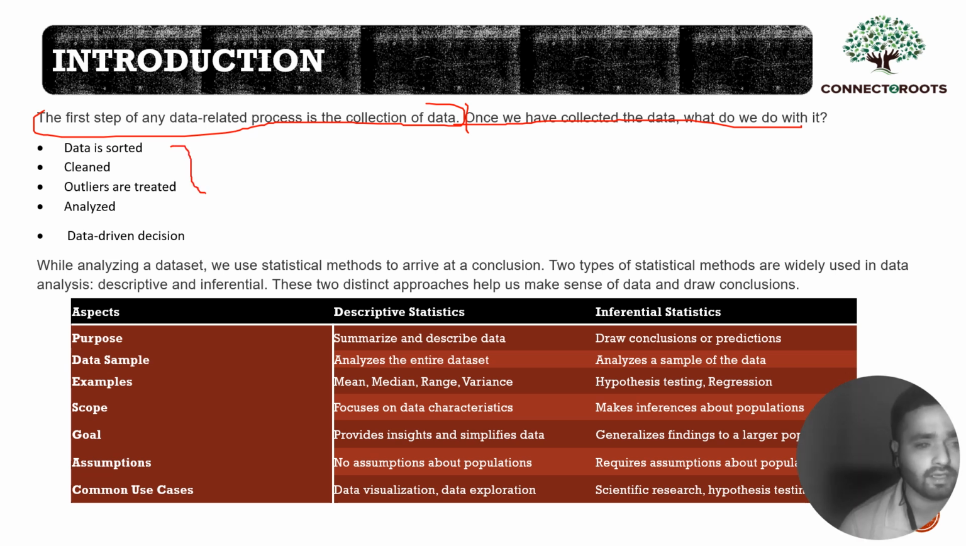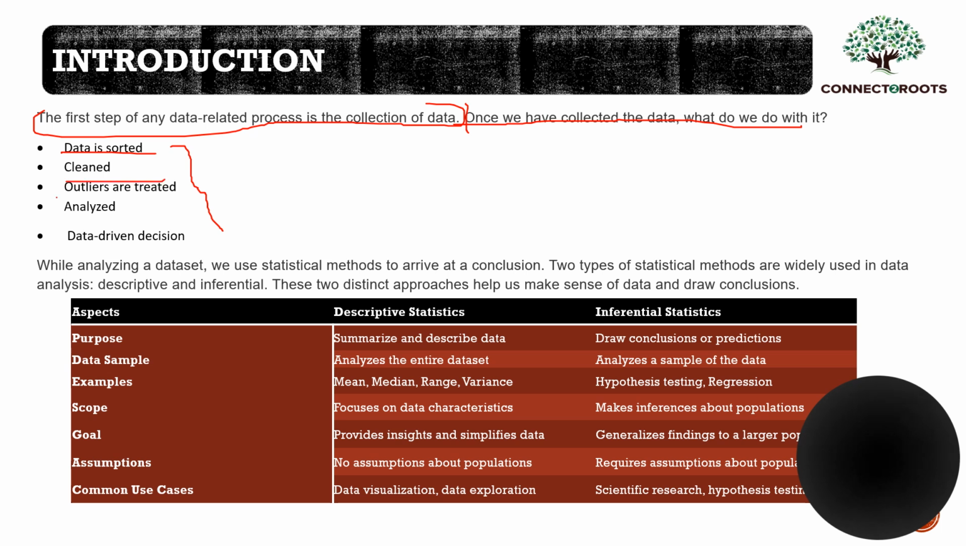One of the important processes involved in data analytics is the cleaning of the data, because many things will be messed up or wrongly entered from the operator's side. So first the data should be sorted, then cleaned, then outliers are treated. In a later session, we will learn what outliers are and how we can treat them.